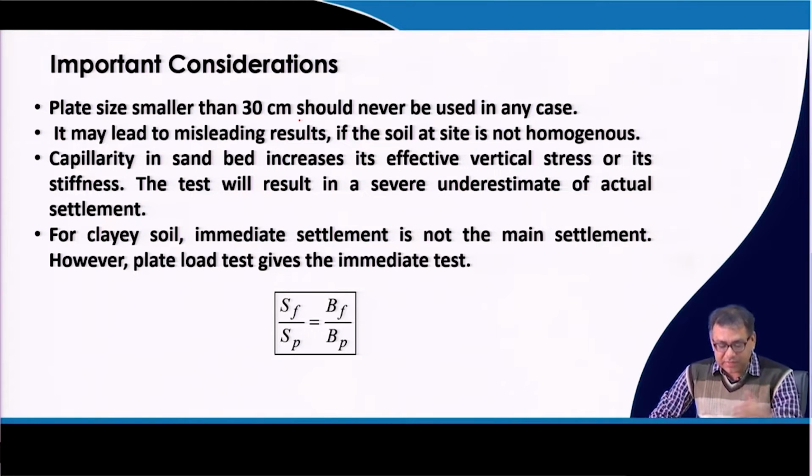And then for sand bed, if it is say not totally saturated, then there is a possibility of the capillary rise of the water, and so your capillary negative pore pressure will develop. So, effective pore pressure will increase. So, that means that may mislead the actual settlement. So, you keep these things in mind, that means you should not use a plate size less than 30 centimeter.